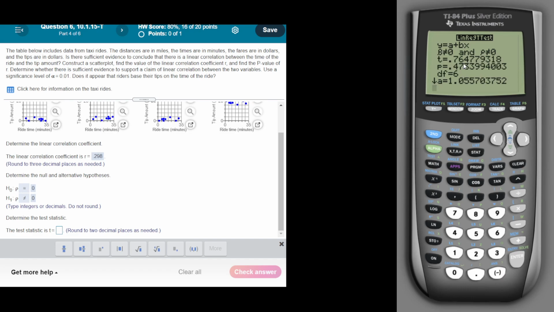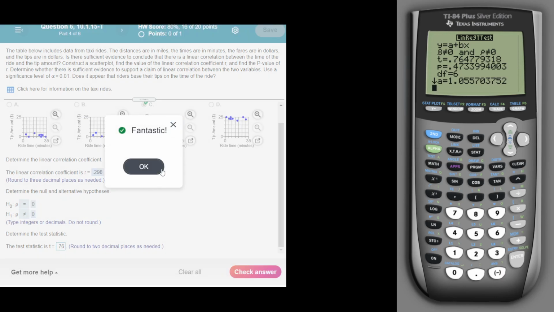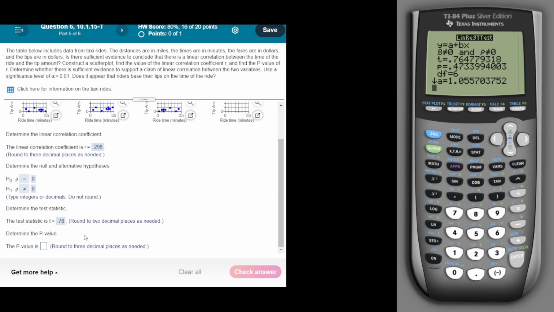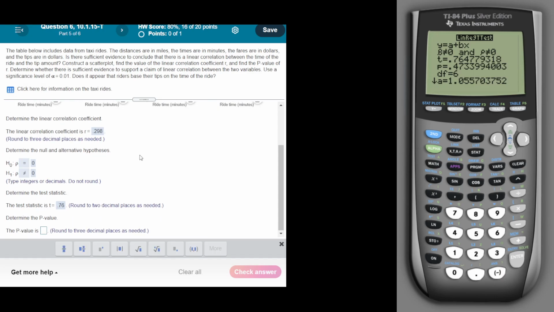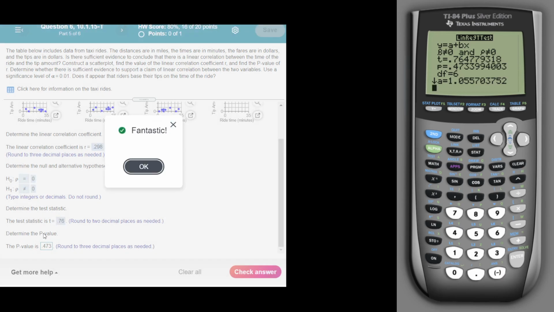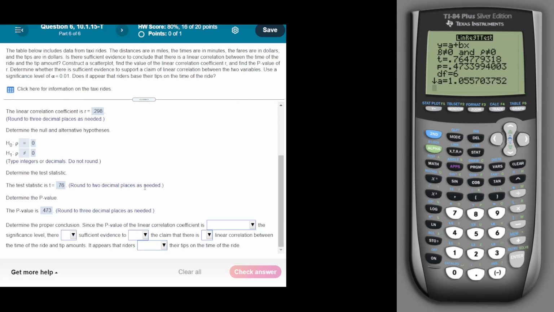There it is. How many decimals? 2 decimal places. So 0.76. So if you master the TI-84, you'll be able to pass your exam with an A. P-value. The p-value is right below your test statistic. They wanted 3 decimal places, so 0.473. Let's put that in, 0.473. Fantastic.